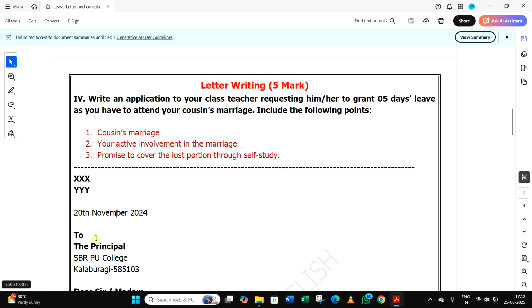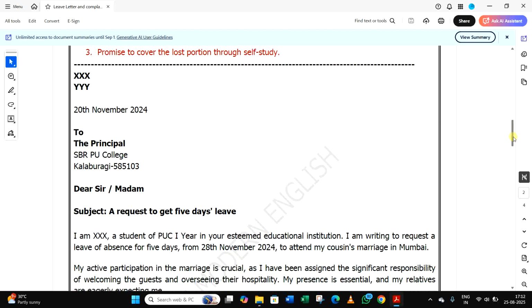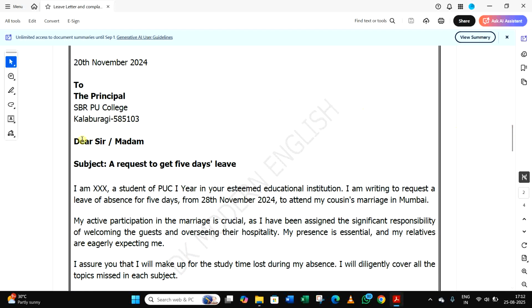And then to whom are we writing? The principal. To the principal, SBRP College, Kalaburgi, 58103. So this is optional. You have to write as per the requirement, not necessary the date should be equivalent. You can write the date as per the requirement. Then we have to write here the salutation, dear sir or dear madam, or you can write sir or madam, that also is okay, no problem.